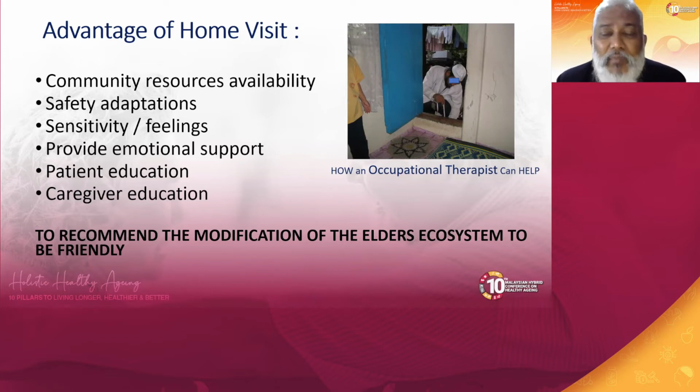And from there it's easier to recommend the modifications, because we can readily measure the height and the width of the door, so that we can see whether a wheelchair can access or not, or whether they can use the frame to walk into the bathroom or not. These kinds of things we can do when we go physically to their home environment, or wherever they are moving around.